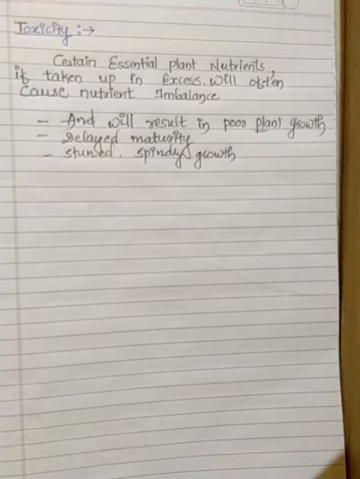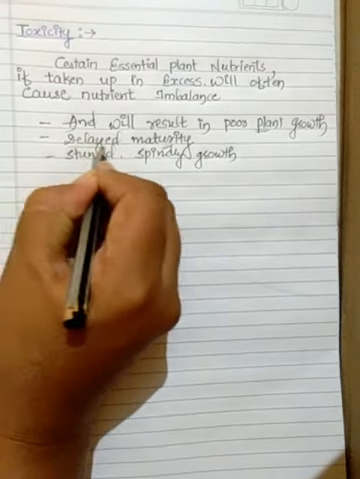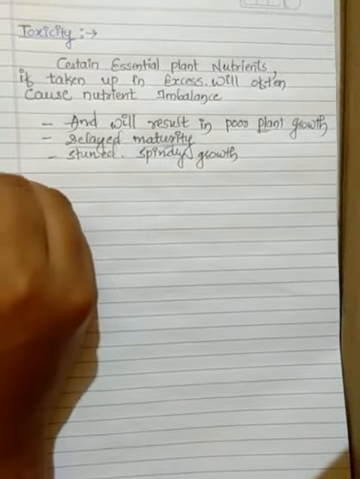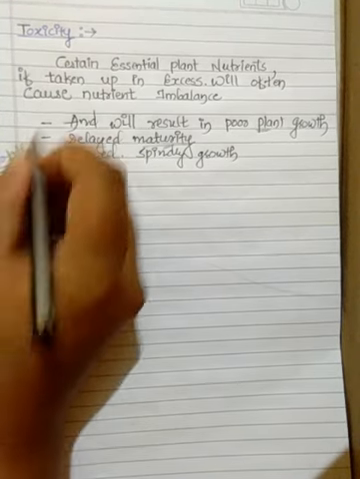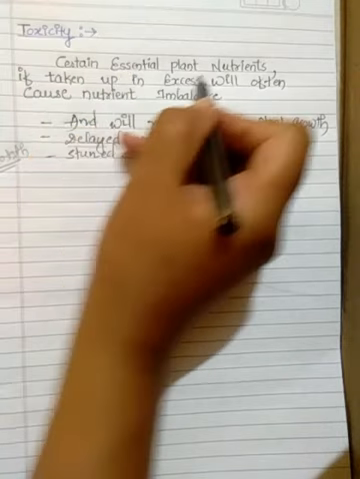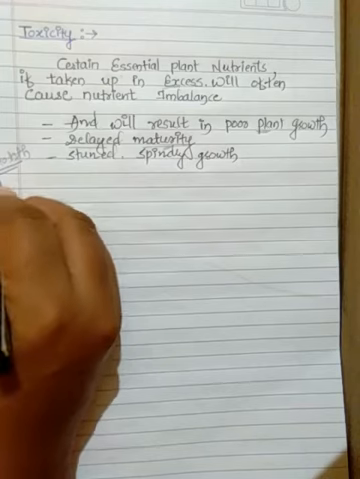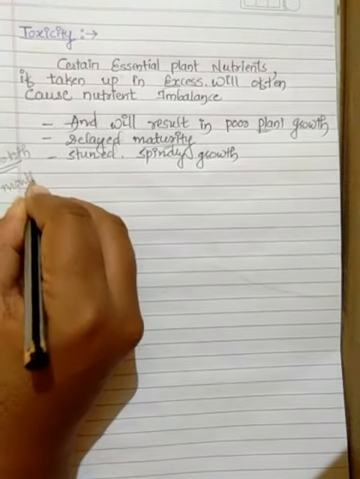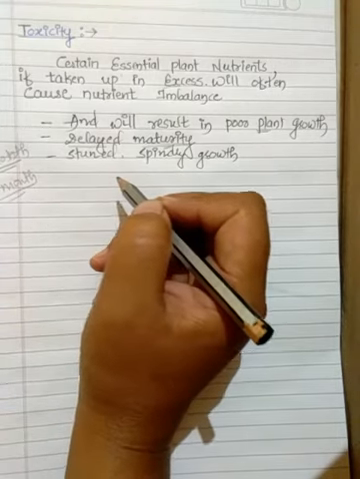Then the next part we deal with is delayed maturity. So what is this delayed maturity? Delayed maturity means, consider a crop that comes in 3 months. If toxicity happened, with essential elements given in excess, then that particular crop will come in 5 months. It requires 5 months, more than 3 months. That we call delayed maturity.